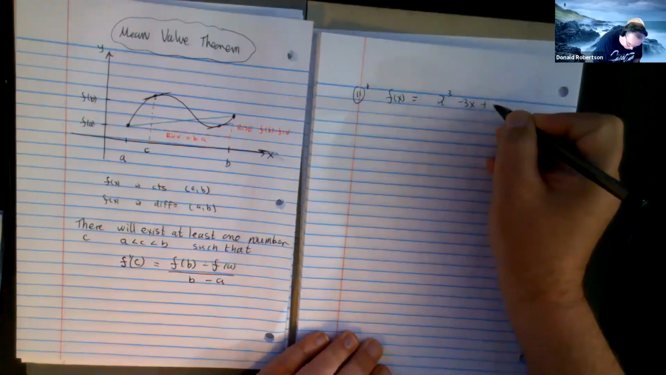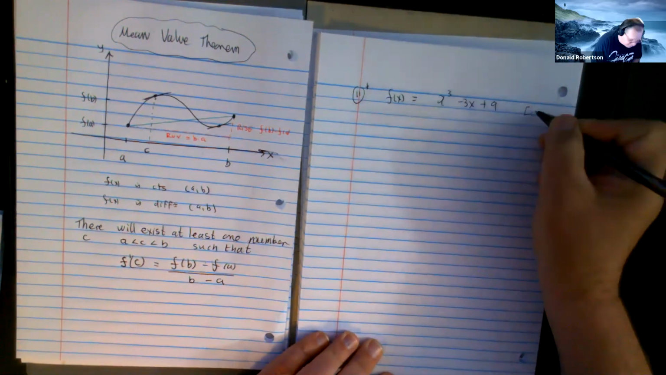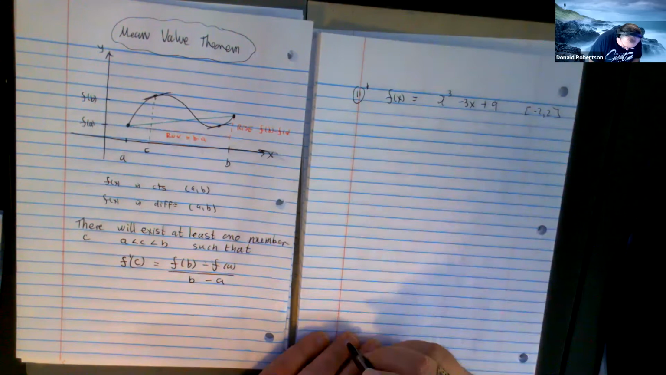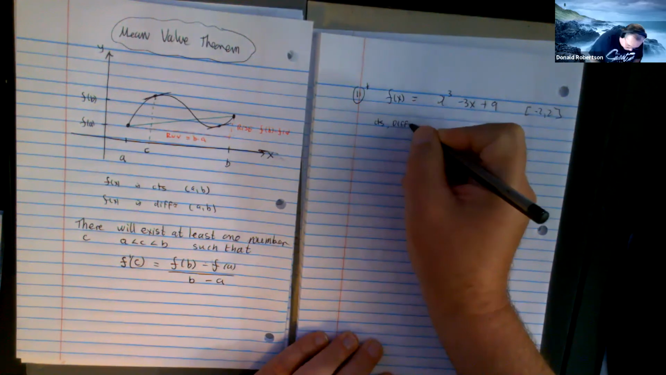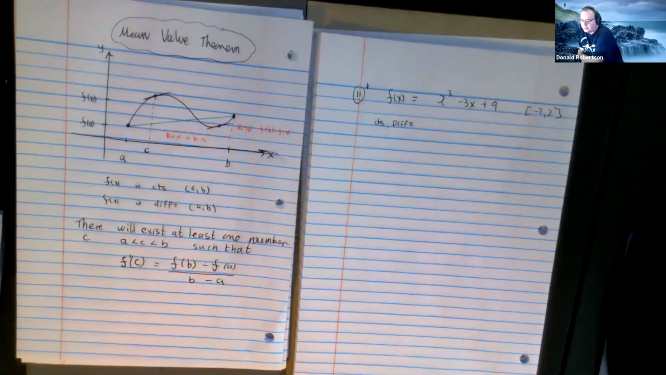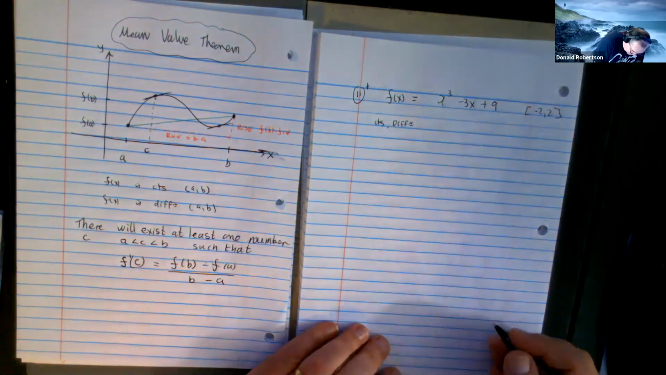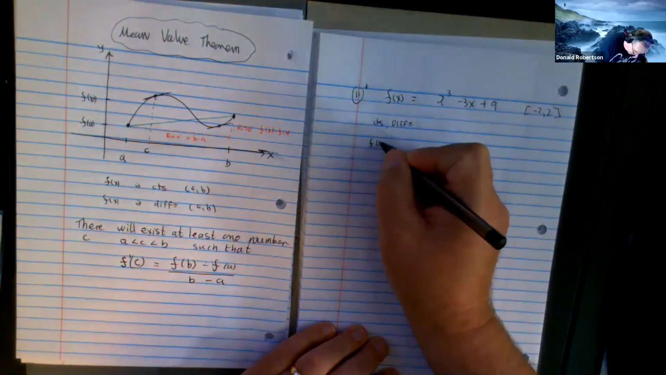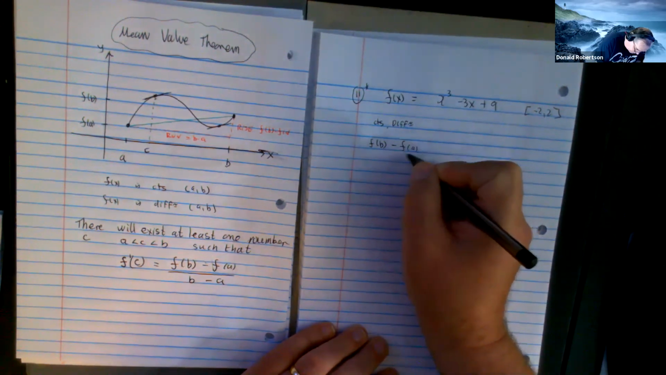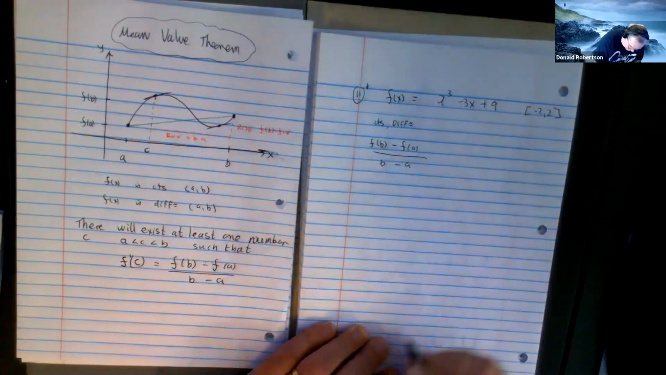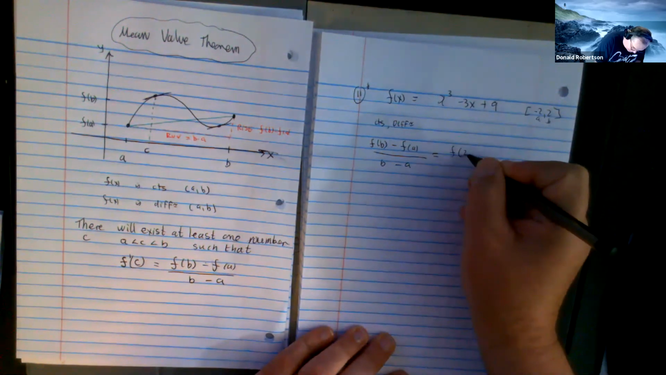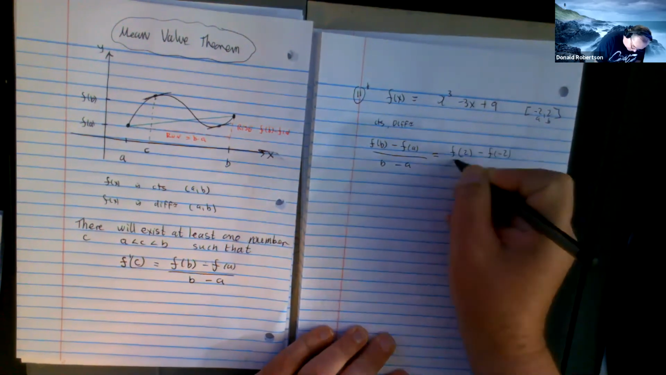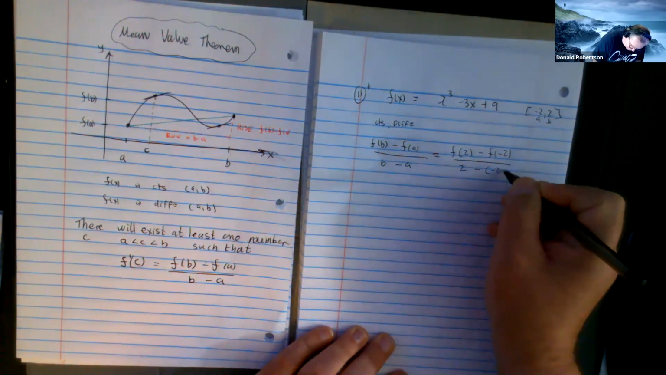Right, here is a cubic equation, and we're interested in it between -2 and 2. Can we just assume that it's continuous and differentiable? Because it is. We just don't need to prove it. I don't think it's self-evident. Let's find the average between these two places. So it's going to be the value of the function at 2, take away the value of the function at -2, over 2, take away -2.